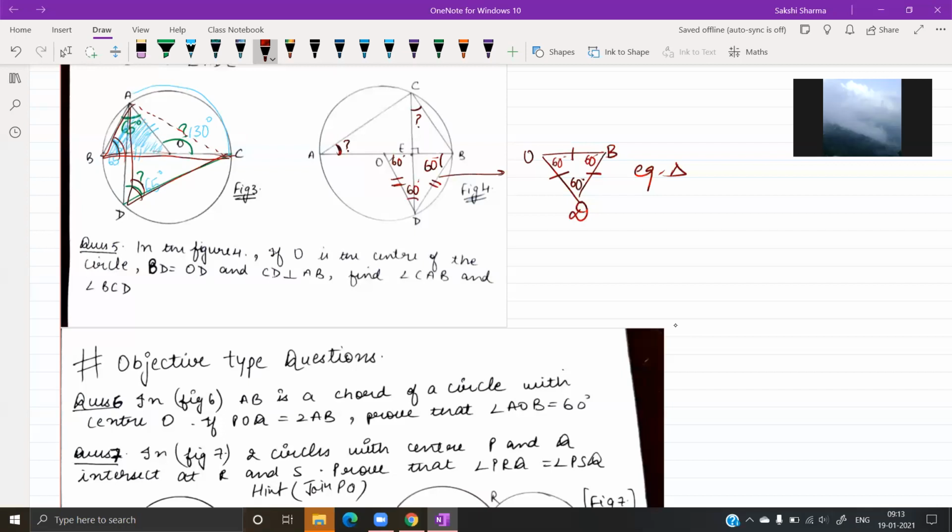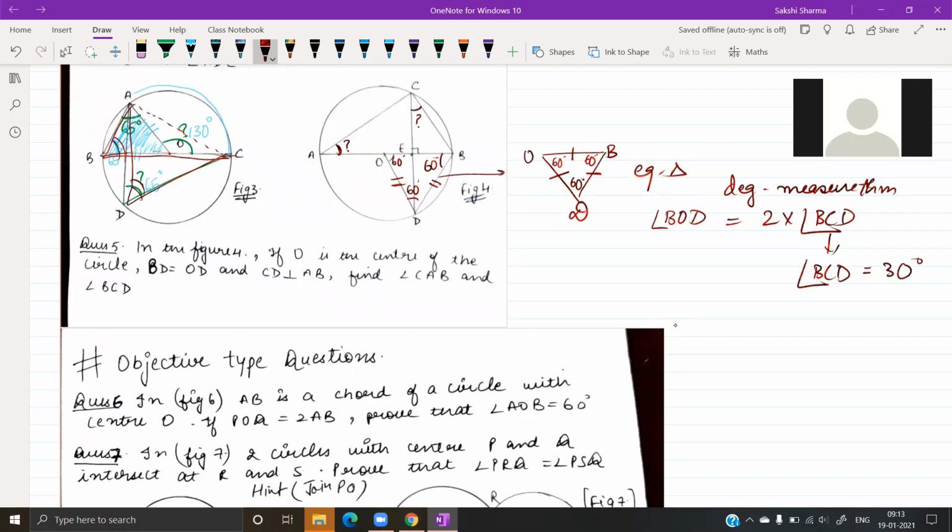Now, just observe which one will be useful in order to find out the others. Angle BOD and angle BCD. That's right, the degree measure theorem. Angle BOD will be equal to twice angle BCD. This is our degree measure theorem. From here, angle BCD comes out to be 30 degrees. Now we are left with just this angle.